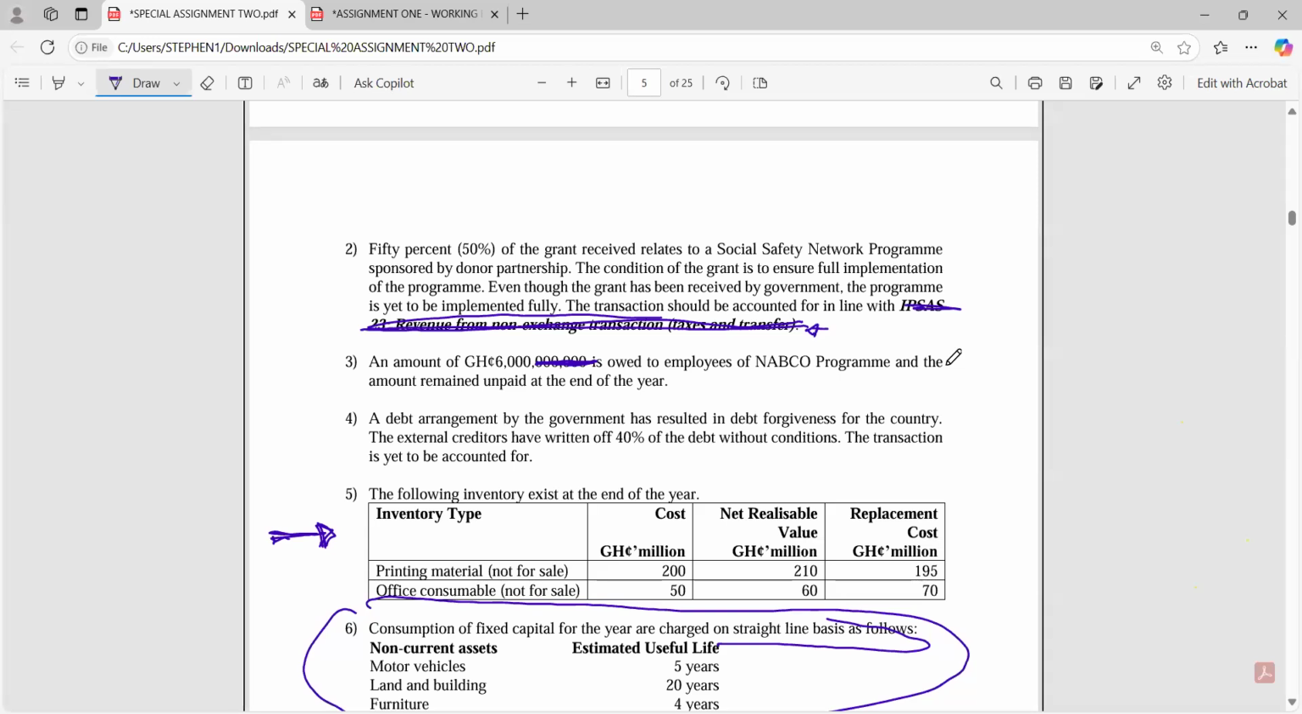Look at this one. An amount of 6,000 owed to employees of NAPCO program, and the amount remained unpaid at the end of the year. So because of accrual concept, whether you have paid or not, you have to record it as if you have paid. You have to record an expenditure once it has been incurred. So why should the accountant decide not to write it in the books? No, we have to write it and show it as a liability.